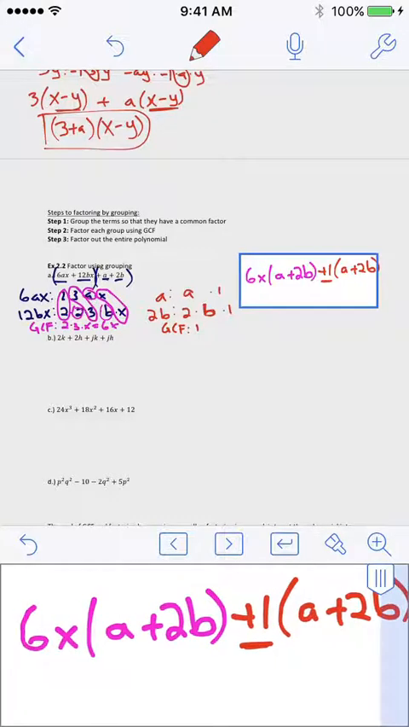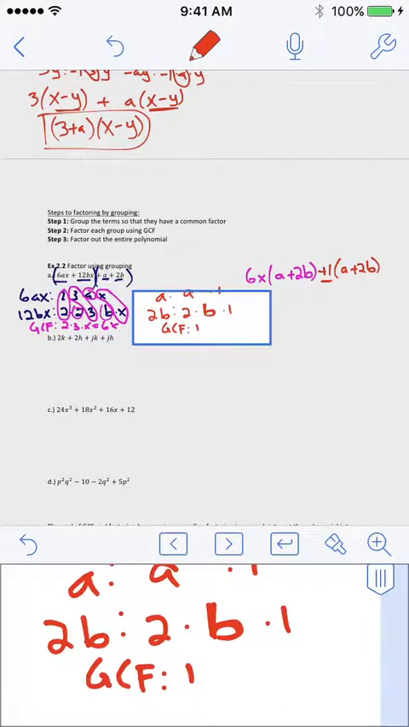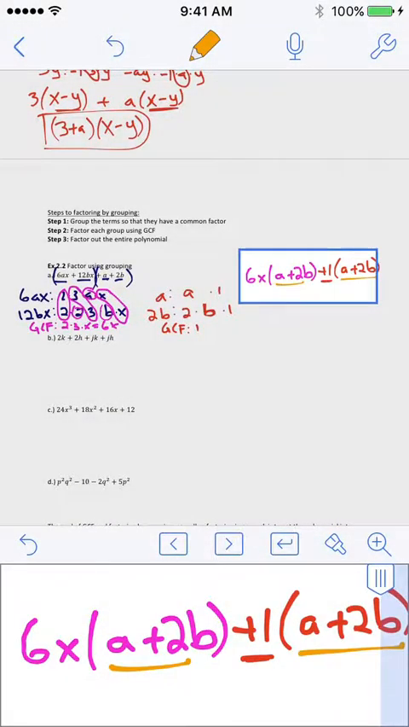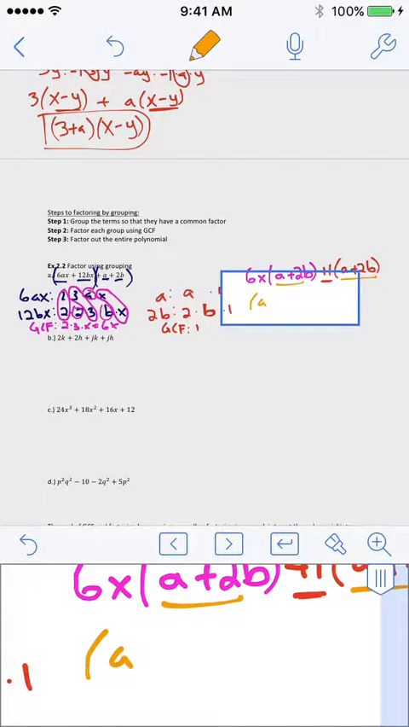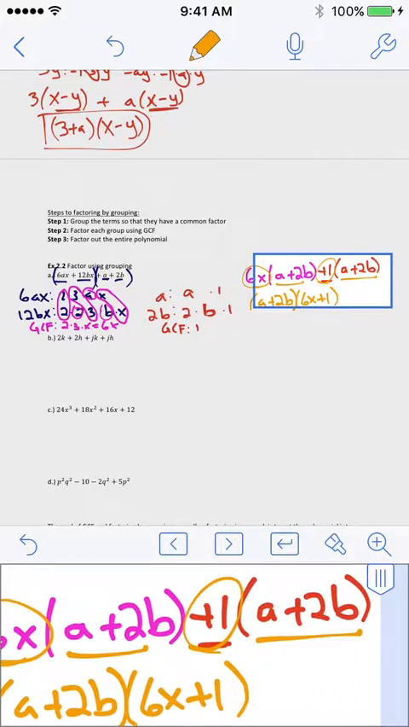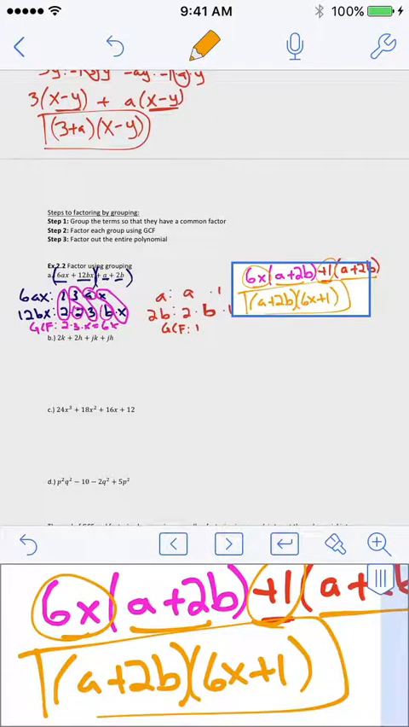Okay, so now I've done GCF once, twice. Here comes my third time. Got a plus 2b in common, so a plus 2b comes out. And what's left over is 6x and a 1. And there is my final factored form. Fabulous.